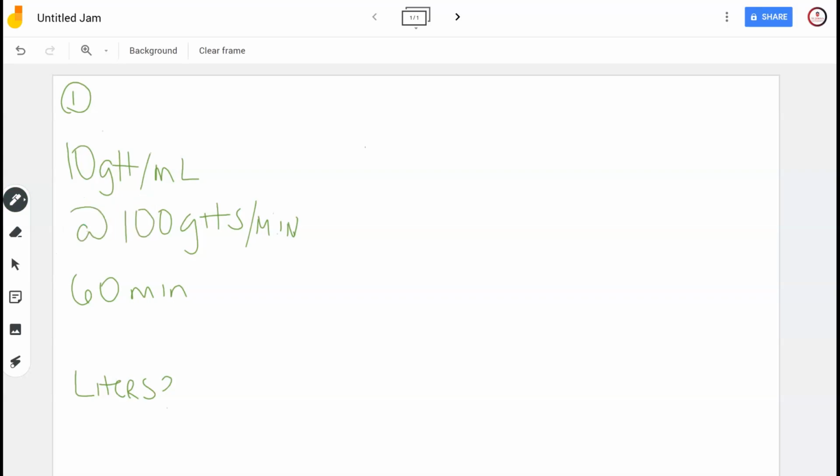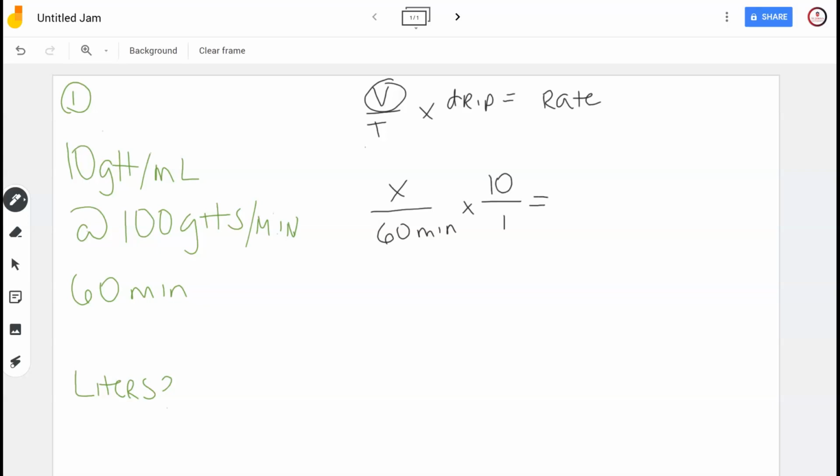So, we are looking, if you're using your volume over time formula, we are looking for your volume. Your volume is X. You are using 60 minutes. It's a 10 drop set. And you are going at 100 drops a minute.